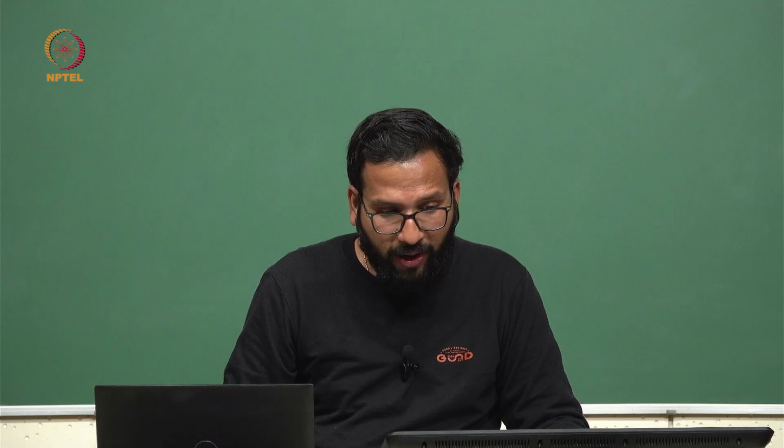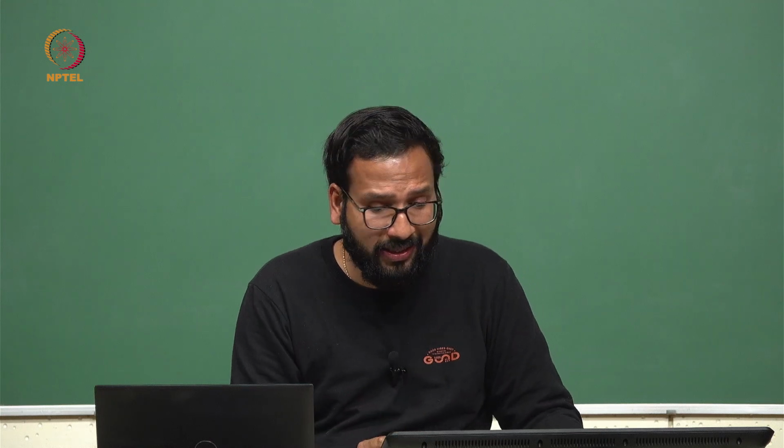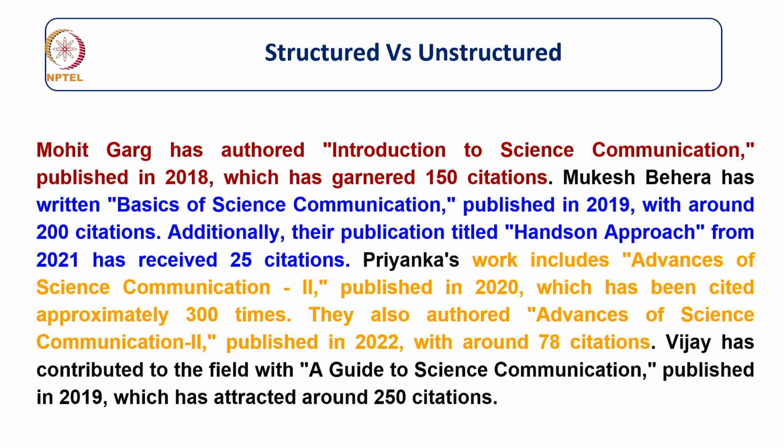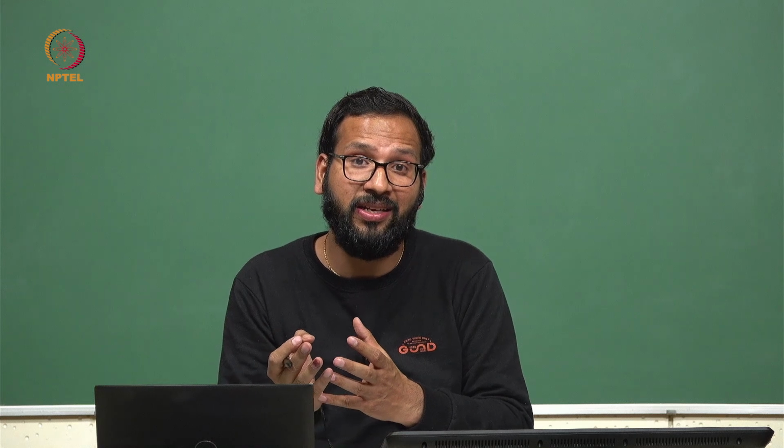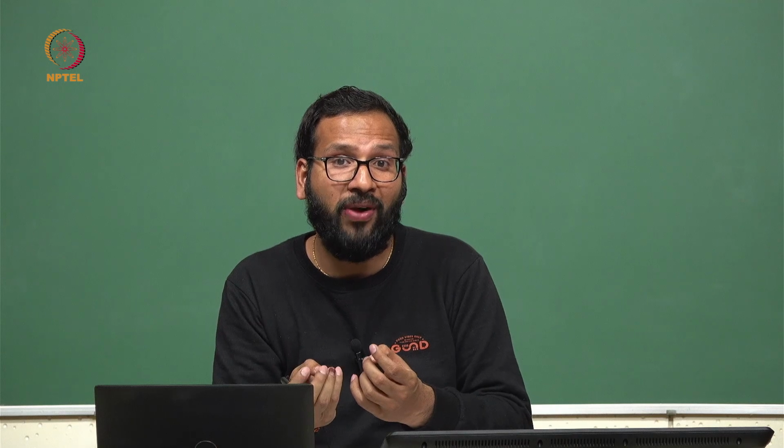Okay, so if we have to process this unstructured text data, you will see I have colored the different observations in this data. This one is the publication by Mohit Garg, then this is about Mukesh Behra, this is about Priyanka, and then this is about Vijay. The analysis on structured data is quite easy, but the analysis on unstructured data is not that easy, but with the help of tools we can easily do those analyses.